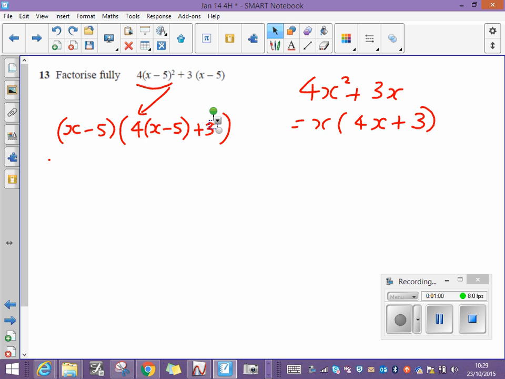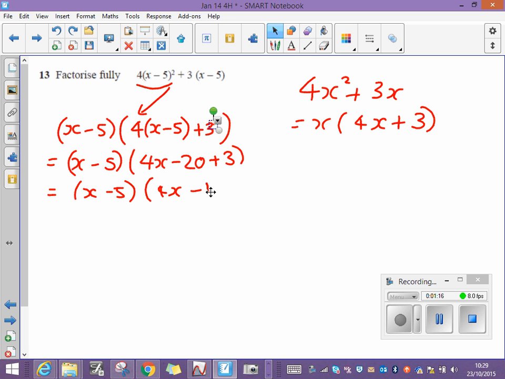Now I can simplify what's in that second bracket by removing this bracket. So I've got 4x minus 4 times 5, well that's 20, plus 3, and I can simplify that a little bit further to 4x minus 17.